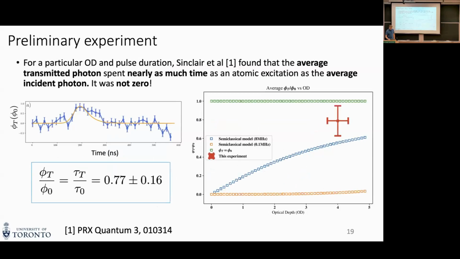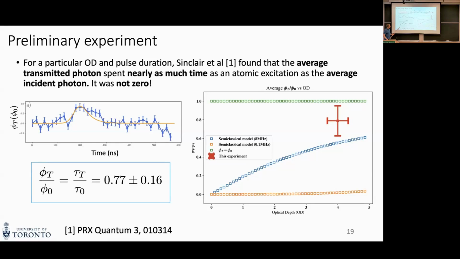All right, so this previous student, Josiah Sinclair, did this experiment. And essentially what he found, so this is the trace of this phase shift in time. You can see that it's not 0, there was a bump. So we disproved the hypothesis that perhaps transmitted photons should spend 0 time and scattered photons will spend a lifetime.